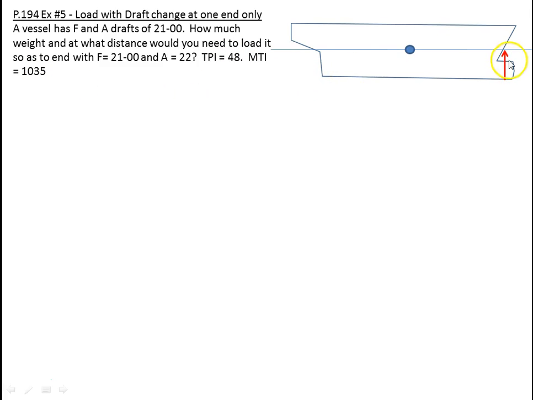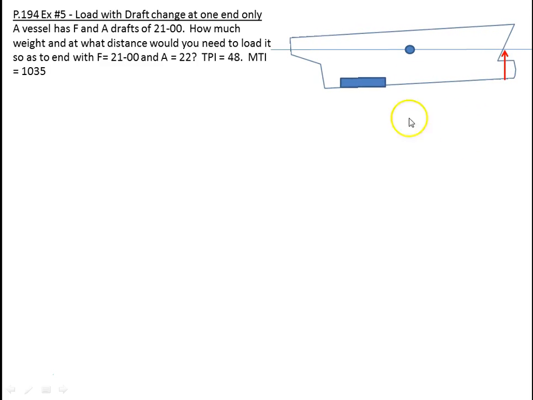So let's say this draft is 21 feet. We want it to stay the same. Well, what are we going to do? We want to load this thing, increase our draft aft, but keep this the same. Is that possible? Well, it turns out it is. There is a spot on the ship aft where if I load here, I'm going to make the vessel come down. I'm going to increase the parallel sinkage, which will increase this draft.